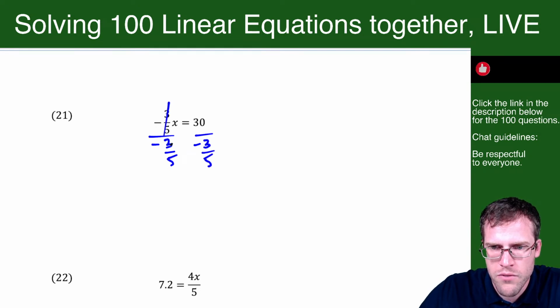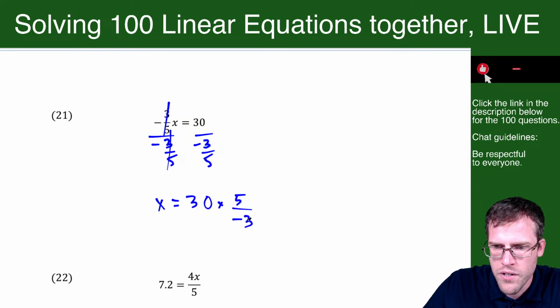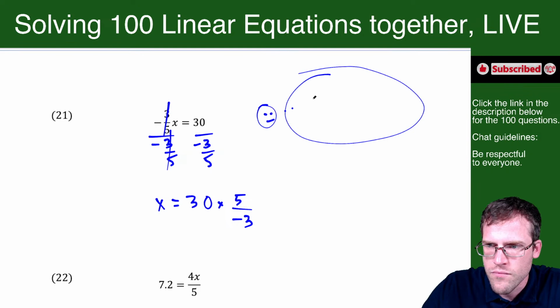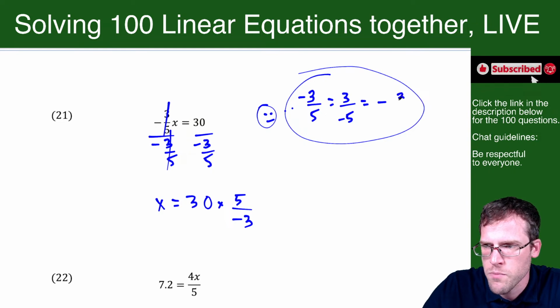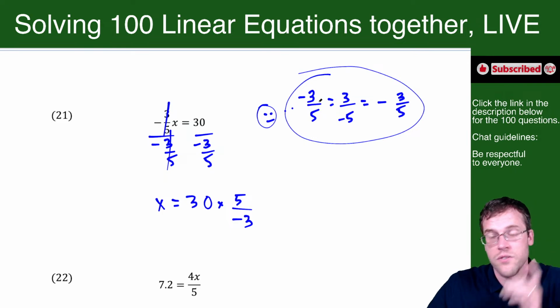Okay, or multiply by the reciprocal, either way. X equals, keep, change, flip, 30 times the reciprocal here, 5 over negative 3. Now, one thing to point out, just know this about fractions. Negative 3 over 5 is the same thing as 3 over negative 5. And that's the same thing as negative 3/5. Okay, you could write a fraction 3 different ways when there's a negative involved.